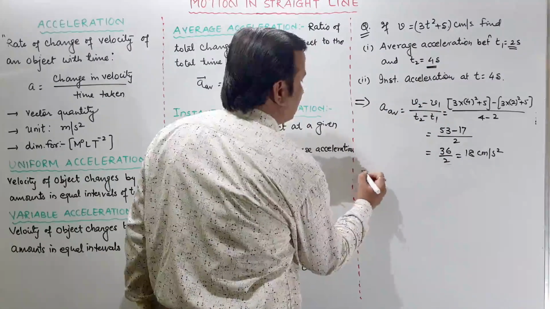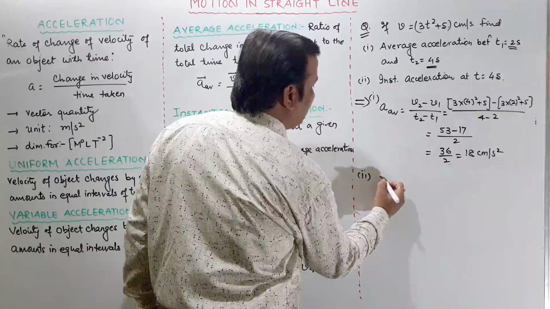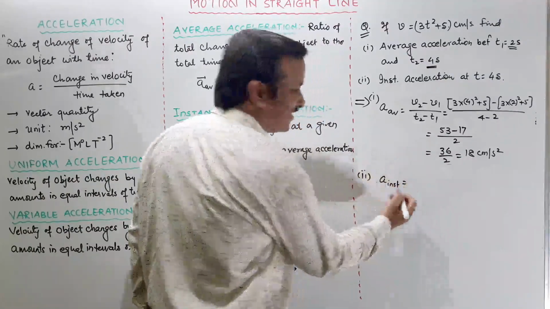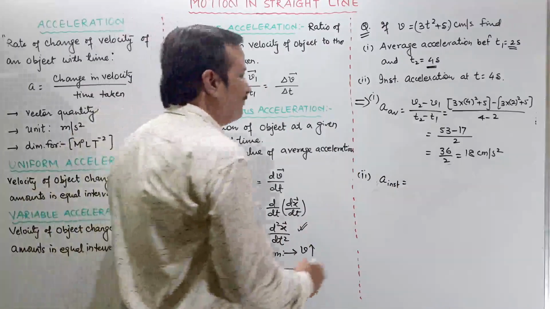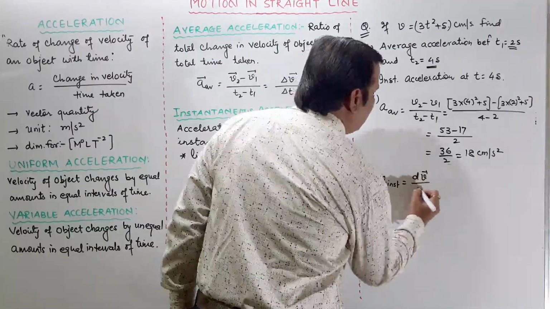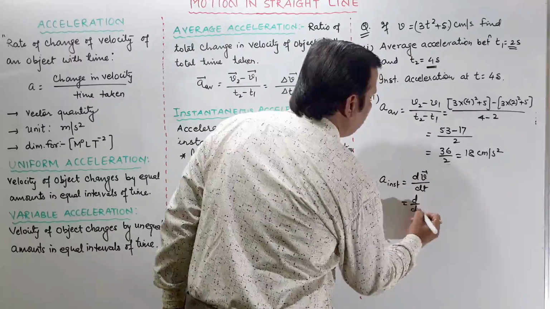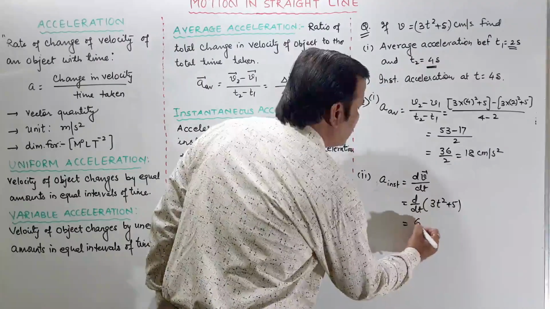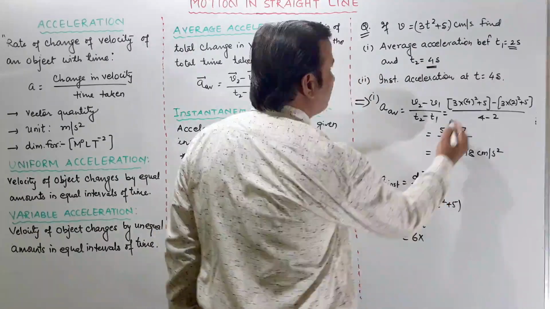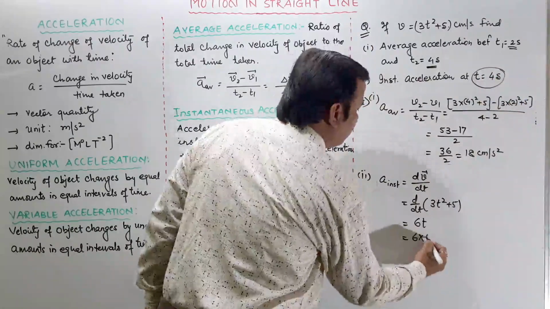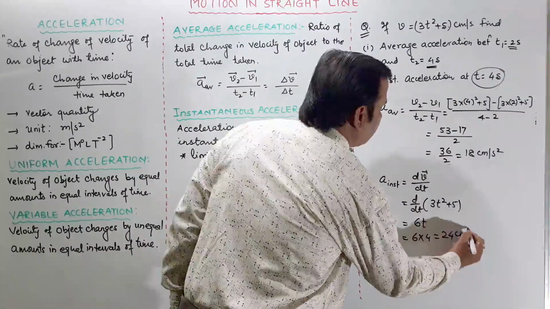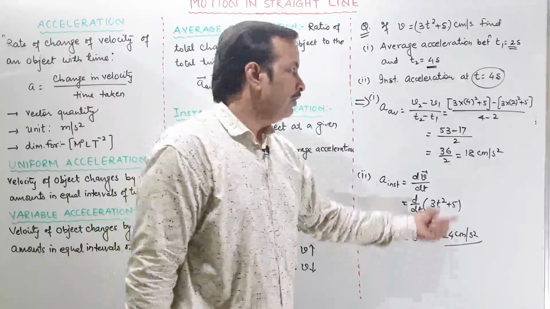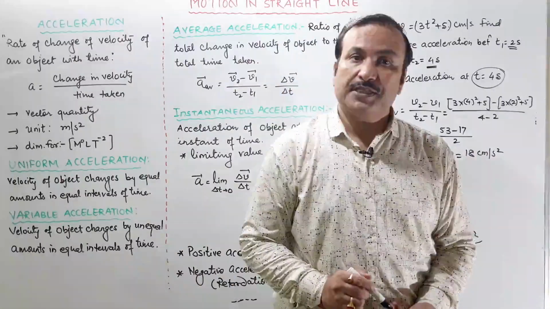Second case, this was your first one. Instantaneous, sorry, again it is a mistake, it is A instantaneous, that is dv upon dt. So it is d by dt of 3t square plus 5. So it is 3 into 2, 6t. Then 6 into the time given, 4 seconds, is 24 centimeter per second square. You can see here instantaneous we are getting 24 and the average is 18 centimeter per second square.